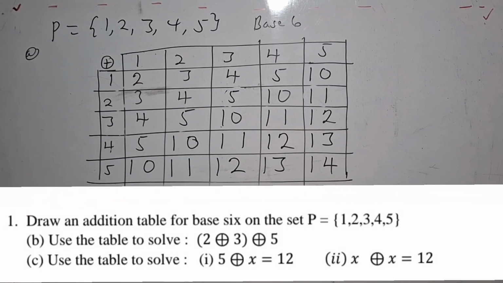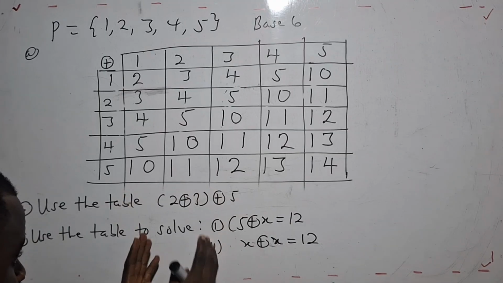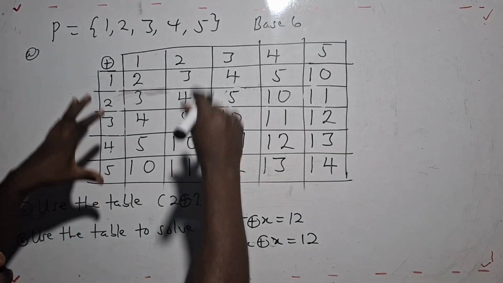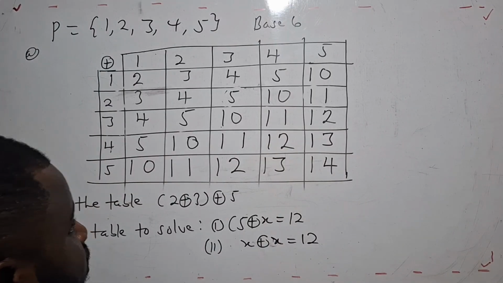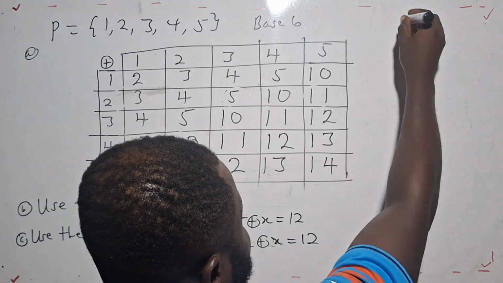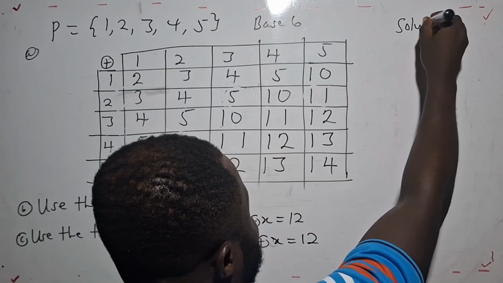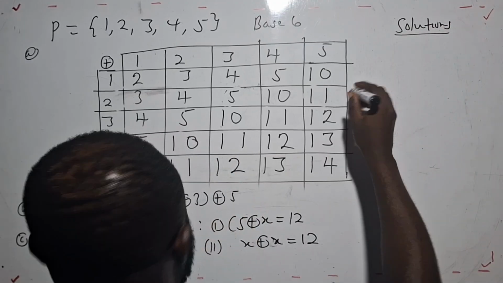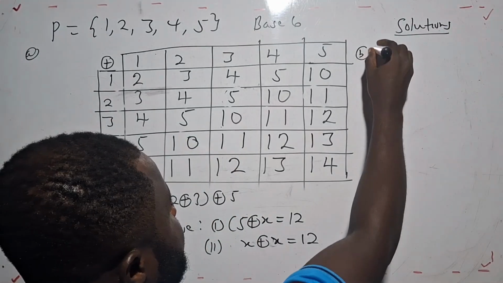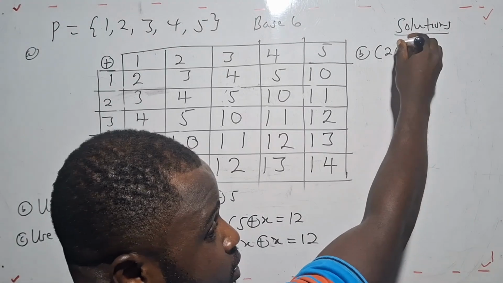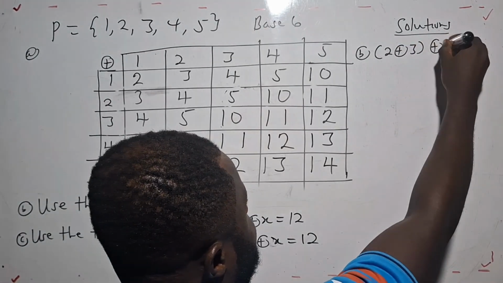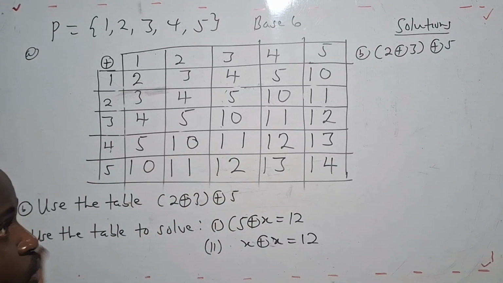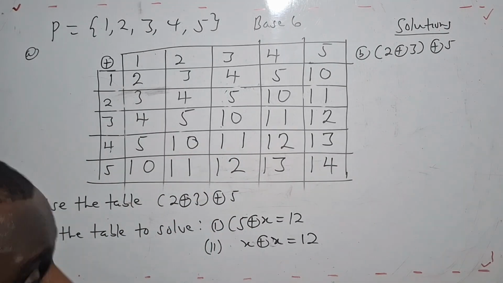Part B says we should use the table to find 2 plus 3 in bracket, plus 5. We should use our table. Now this is how it is done. So let me write the solution here. So B is 2 plus 3 in bracket, plus 5. So always bracket first.